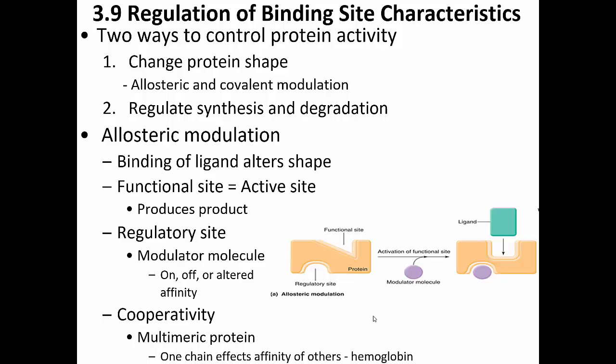Each chain of hemoglobin has an increasing affinity for oxygen depending on whether the other chains within the four chains that make up hemoglobin are bound to oxygen or not. In other words, if one of the chains is bound to oxygen, then the three remaining chains have a higher affinity for oxygen.